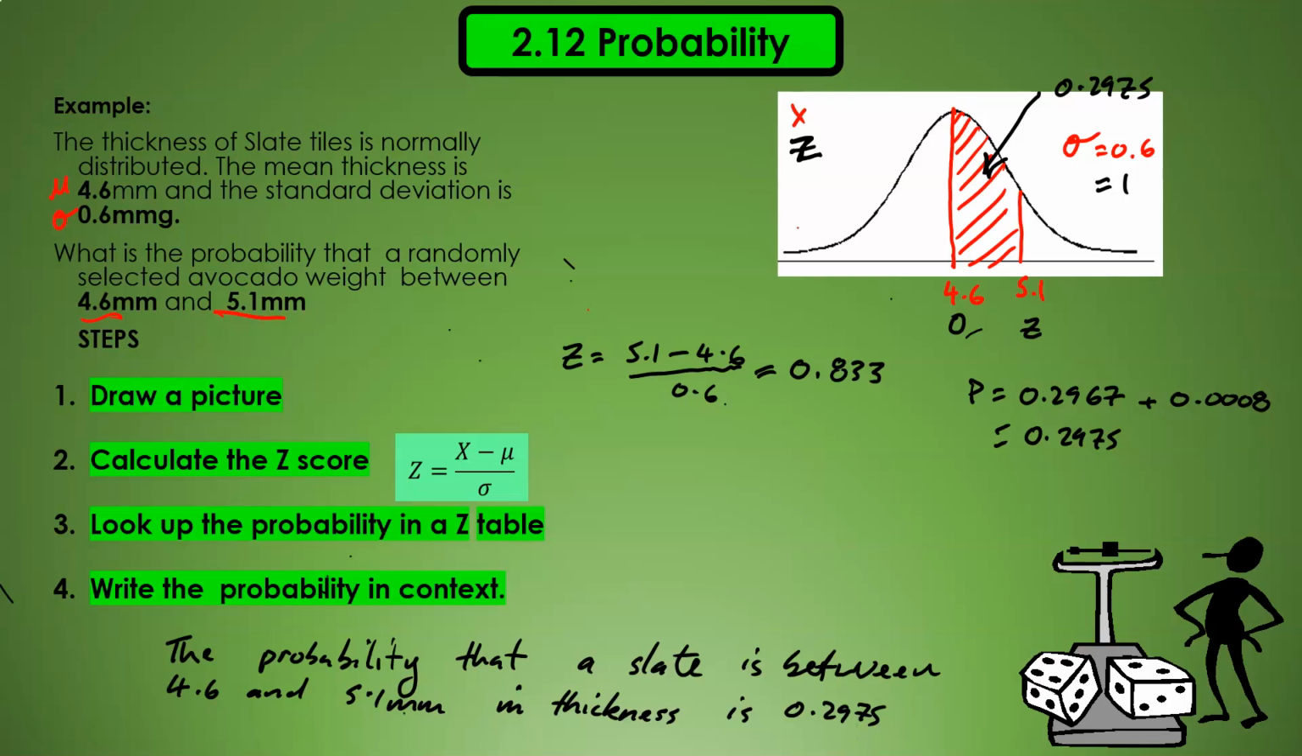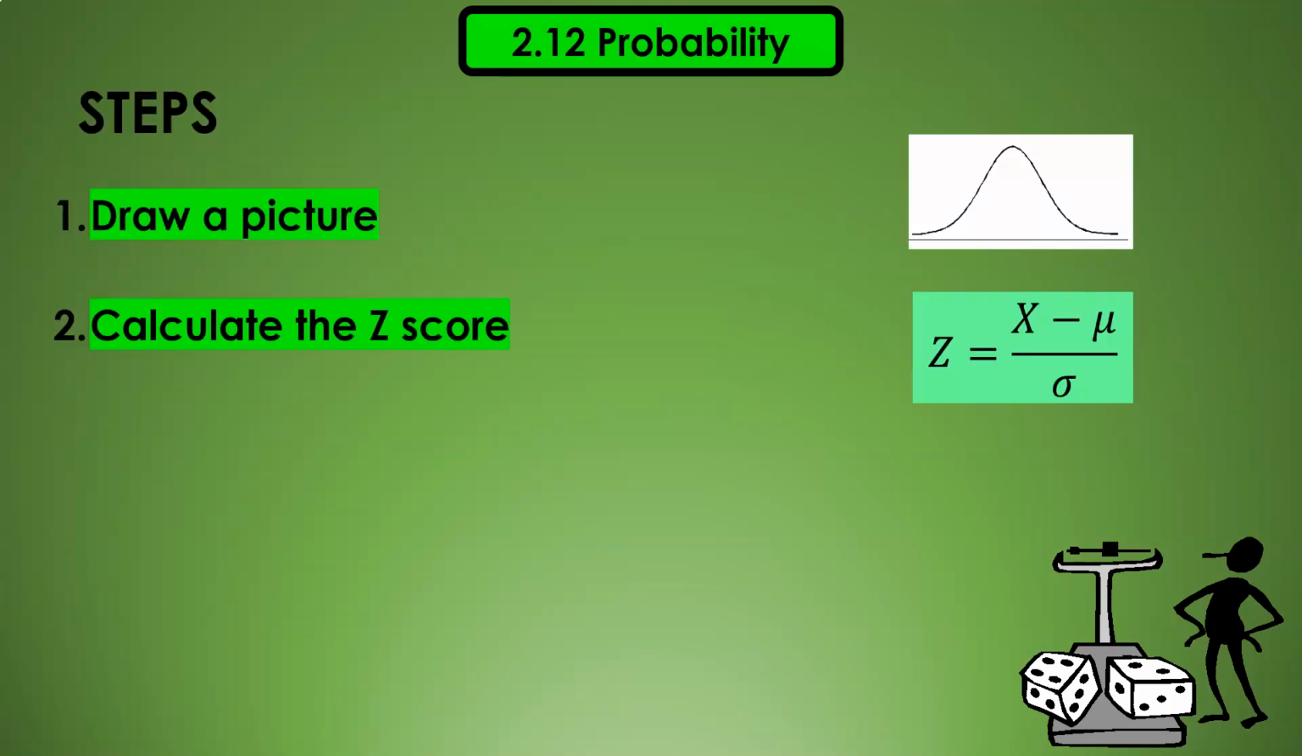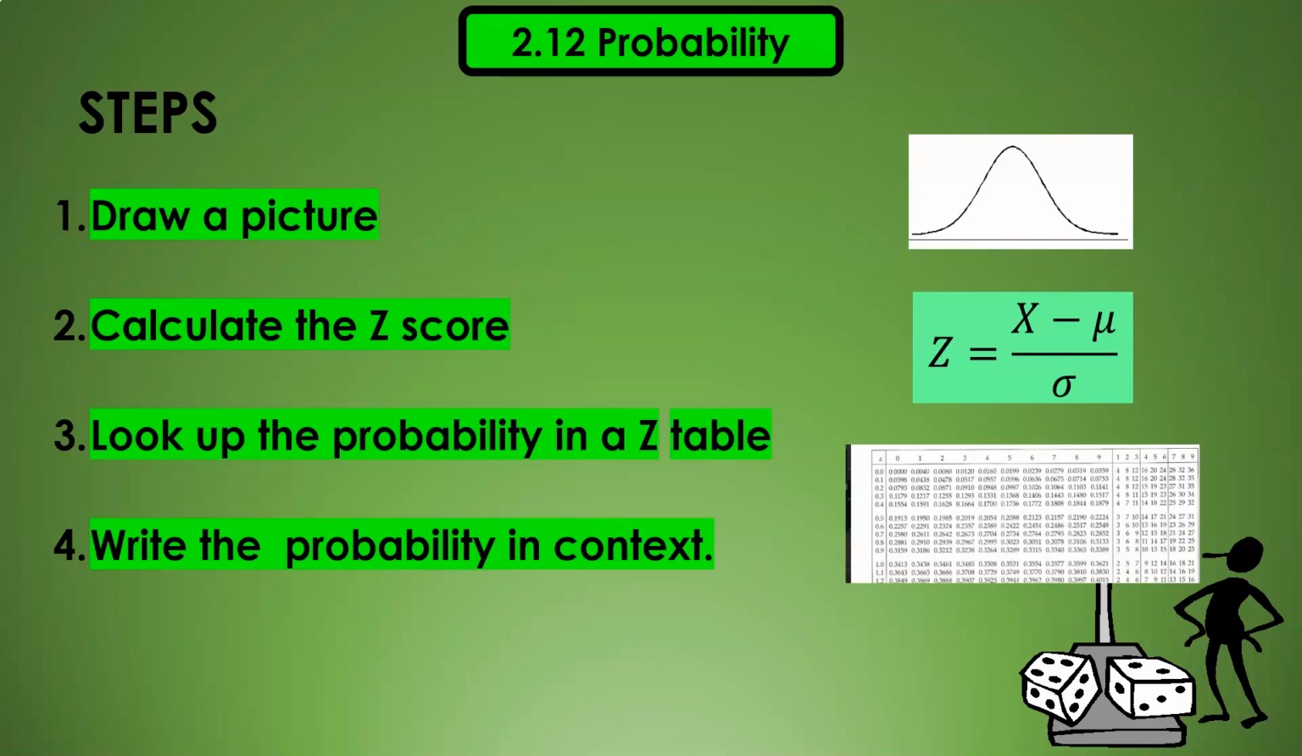So that's basically the whole task. You can see the steps are exactly the same. Key thing: draw a picture, calculate the z-score, look it up in the probability table, and then write your answer in context. So there are some questions and a worksheet which you should complete. It's more about practicing the procedure, because if you nail this now and remember all the steps, it will make the next few lessons pretty straightforward.